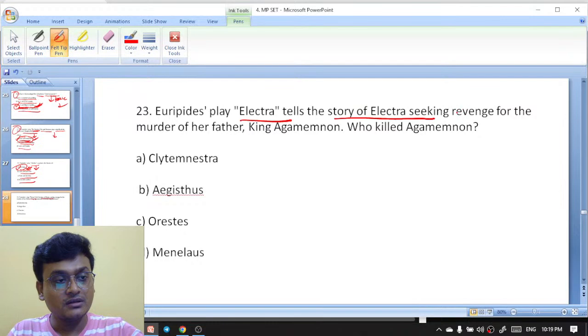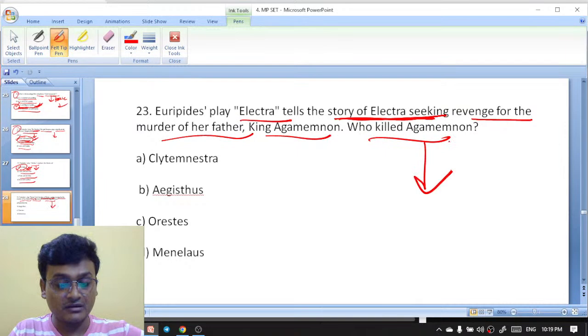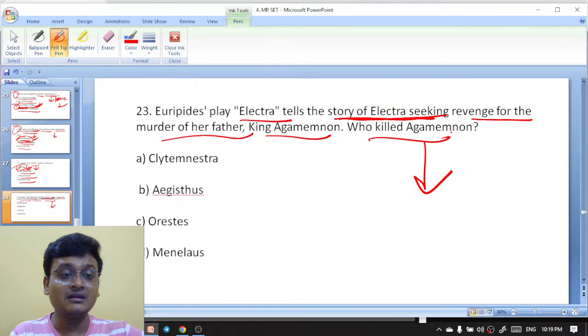Euripides' play Electra tells the story of Electra seeking revenge for the murder of her father, King Agamemnon. Who killed Agamemnon? I discussed these questions earlier. Clytemnestra, Aegisthus.